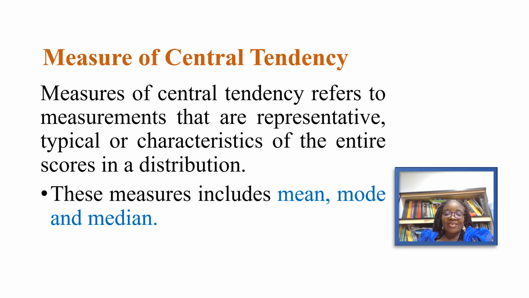And what is central tendency? Central tendency is the measures of measurements that are representative, typical, or characteristic of the entire scores in a distribution. When you have a distribution of measurements, the representative measurement of that distribution is what we call the central tendency. And this includes the mean, the mode, and the median.